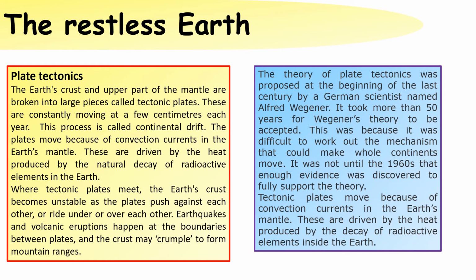The theory of plate tectonics was proposed at the beginning of the last century by a German scientist named Alfred Wegener. It took more than 50 years for Wegener's theory to be accepted. This was because it was difficult to work out the mechanism that could have made whole continents move. It was not until the 1960s that there was enough evidence to support this theory. Tectonic plates move because of convection currents in the Earth.